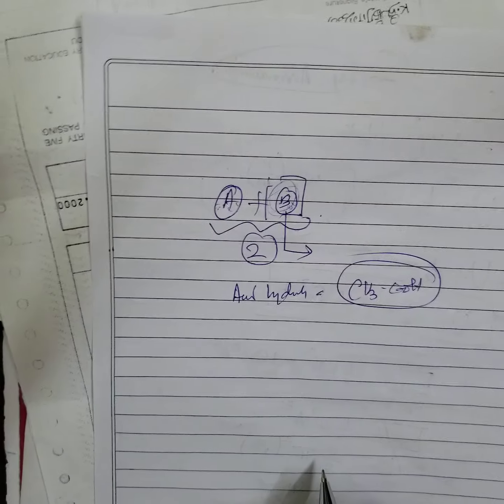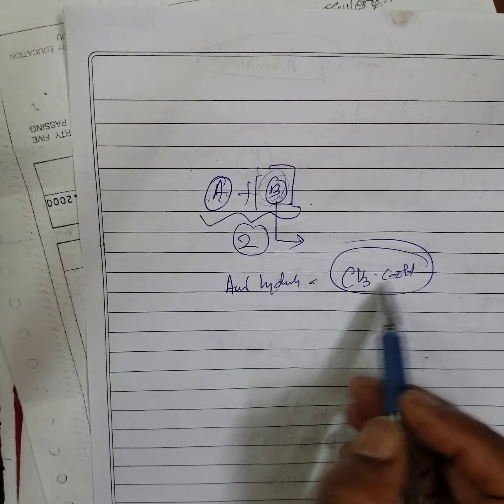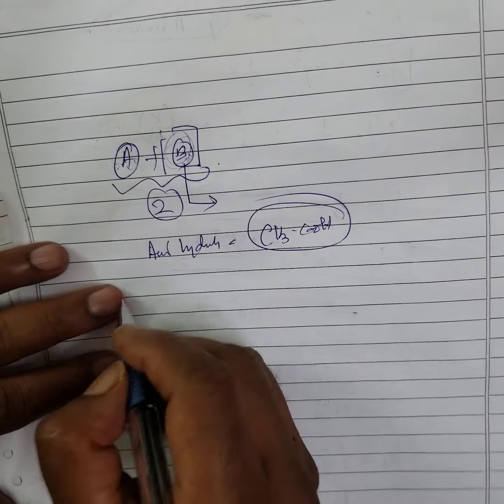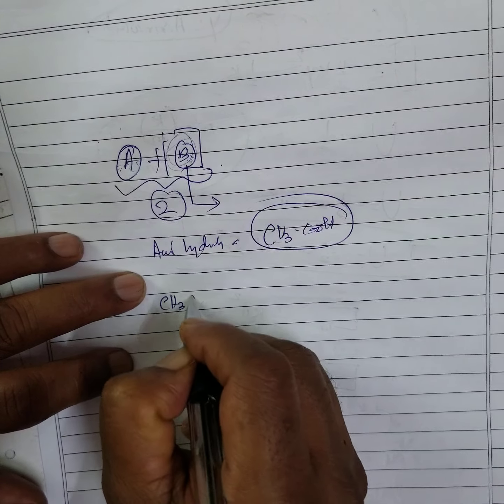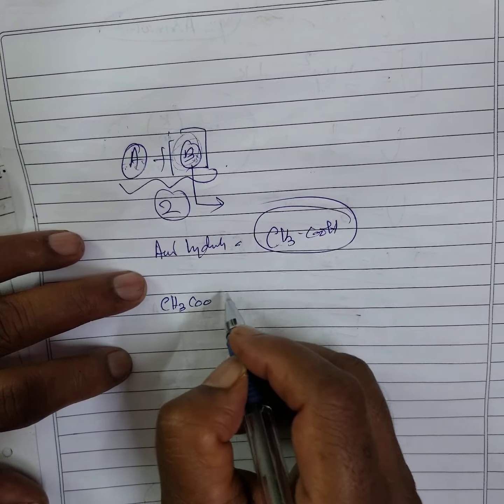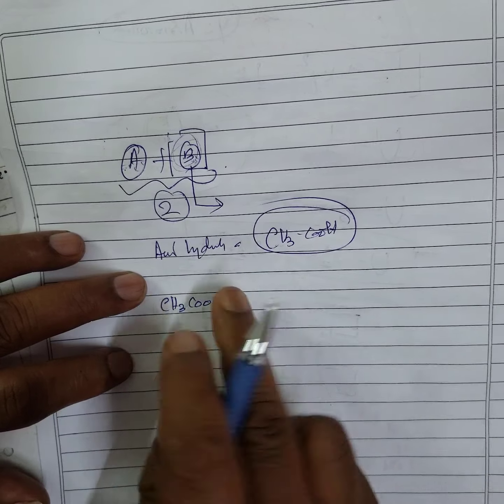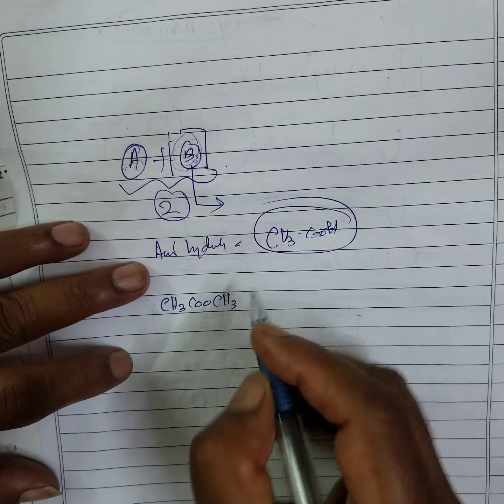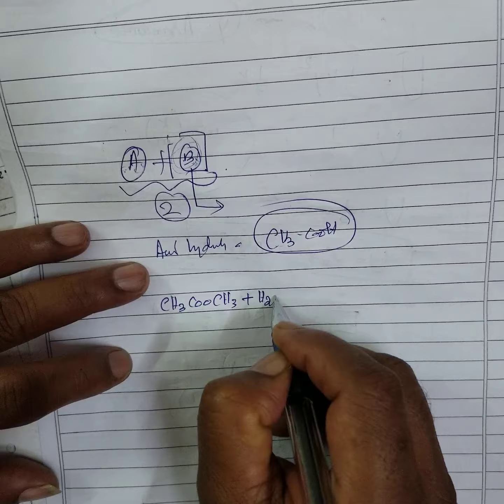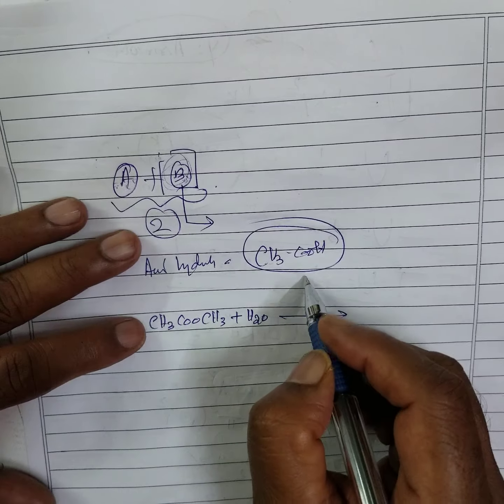Methyl acetate, you know that. What is methyl acetate? This is an organic ester. Suppose acetic acid, CH3COOH, this is acetate, methyl. That means acid hydrolysis. What do you mean by acid hydrolysis?